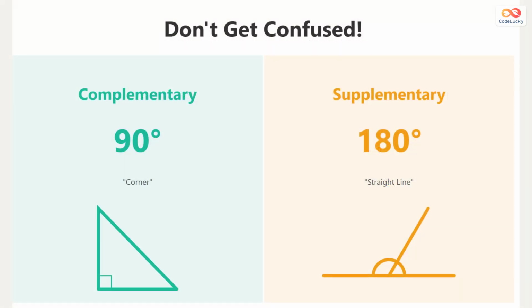Be careful not to confuse complementary with supplementary. Complementary angles sum to 90 degrees, forming a corner. Supplementary angles sum to 180 degrees, forming a straight line. Remember, C comes before S, just like 90 comes before 180.